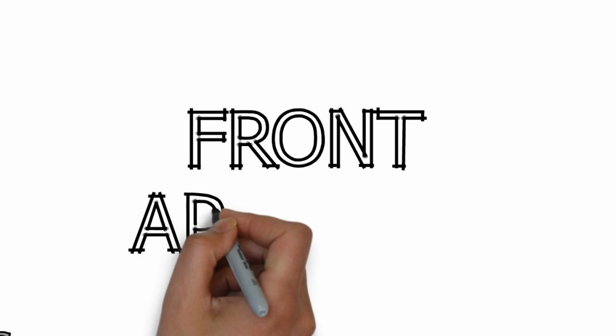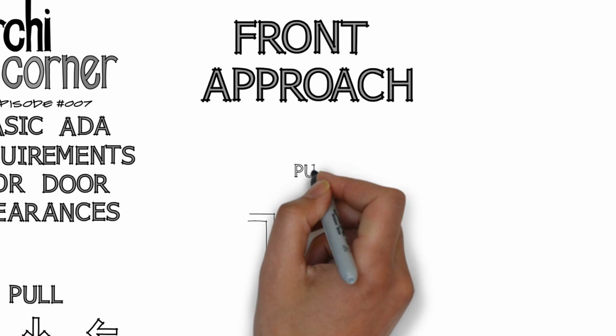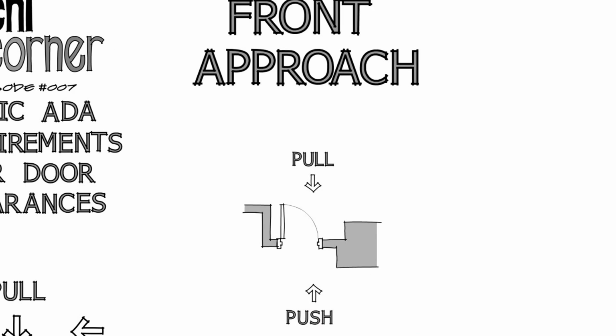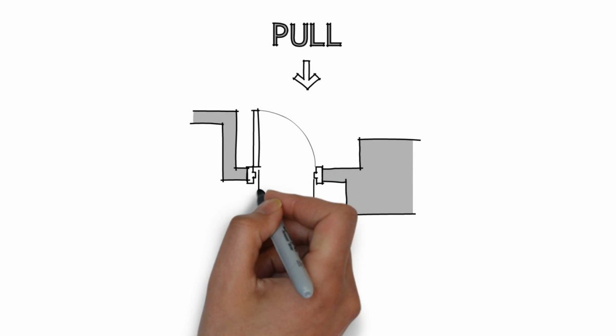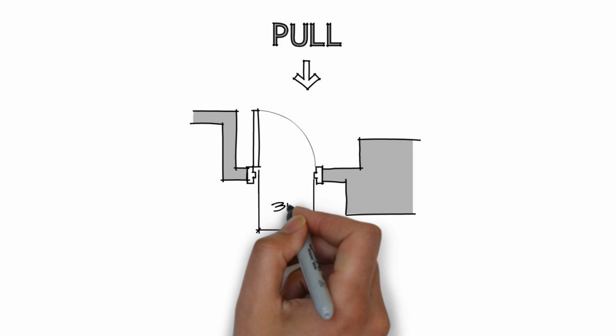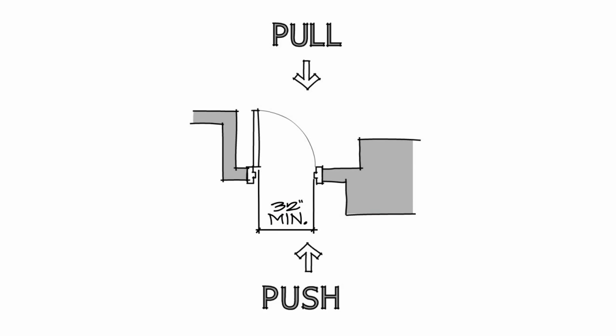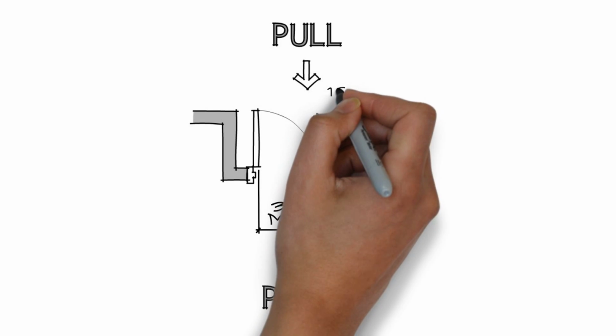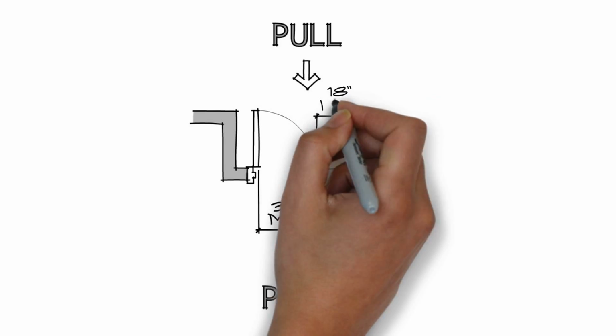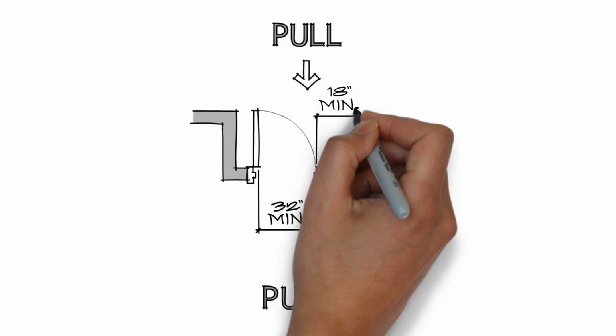But today we're only going to focus on the main approach to a door, which is the front approach from both the push side and the pull side. The basics are these. The door itself has to provide 32 inches minimum when open. That means that this is measured between the face of the door and the door stop when the door is open 90 degrees.